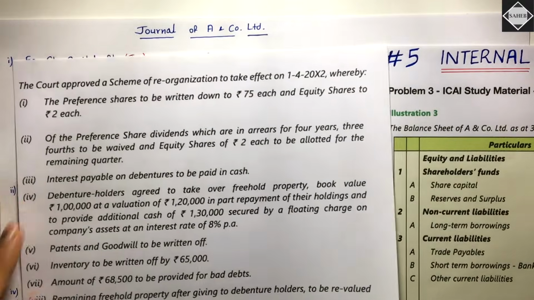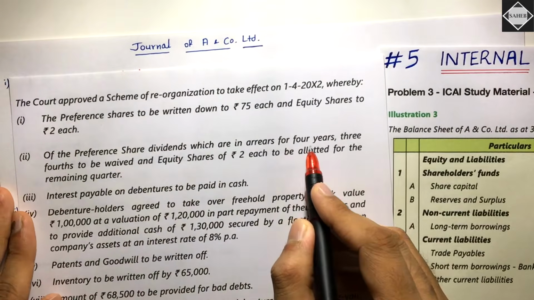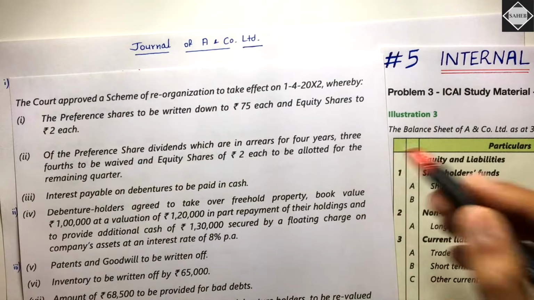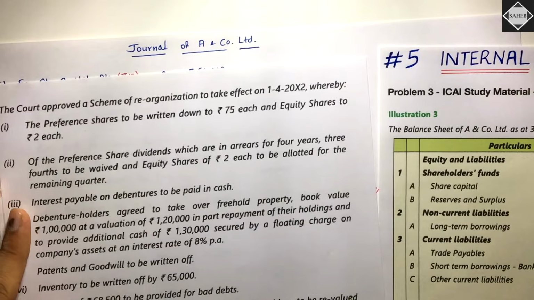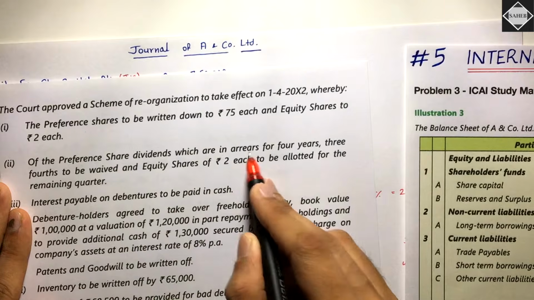Let's see the second adjustment, of the preference share dividends which are in arrears for 4 years. Now understand, here you can be a little bit confused, so go slow and make a diagram. Make a flow chart or something to simplify the sentences, if you find it confusing. So let's just do that. See here, of the preference share dividends which are in arrears for 4 years.